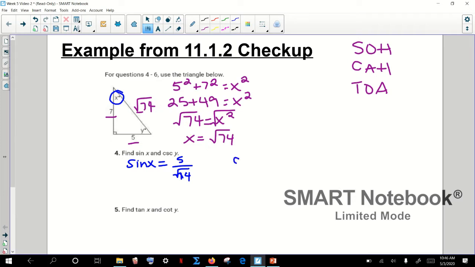Okay? Cosecant of y. All right, remember that the cosecant is the reciprocal of sine. So instead of opposite over hypotenuse, it's going to be hypotenuse over opposite. So in respect to y, hypotenuse is the square root of 74. And then the opposite side of angle y is 7. All right, perfect. So we just got through the first example.